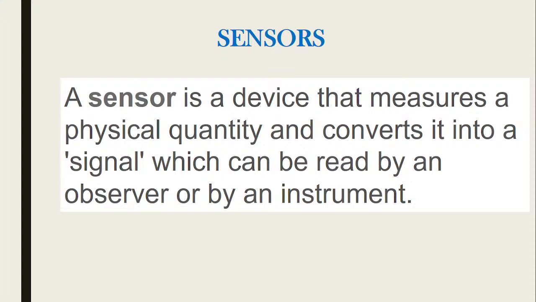So this is a brief definition of what a sensor is. A sensor is a device that measures a physical quantity and converts it into a signal which can be read by an observer or by an instrument. So it is a device that can measure a physical quantity and then convert it into a signal, an electrical signal. For example, I can talk about this sensor called LM35. It is a temperature sensor actually.